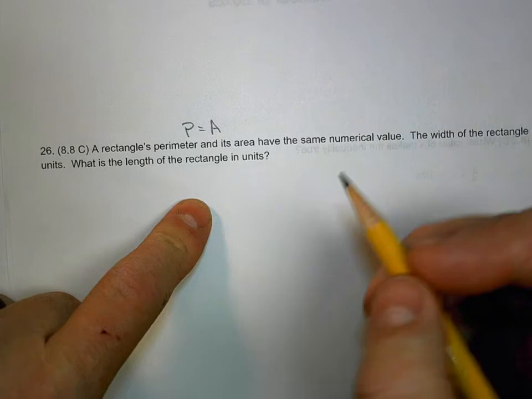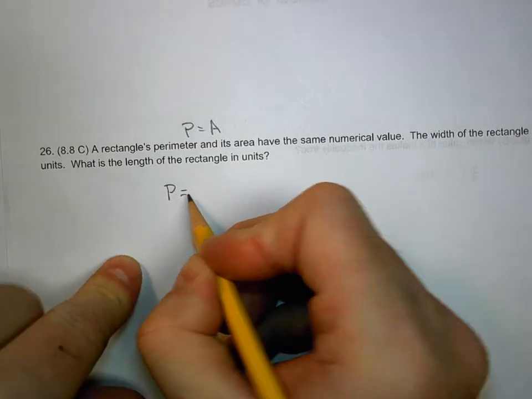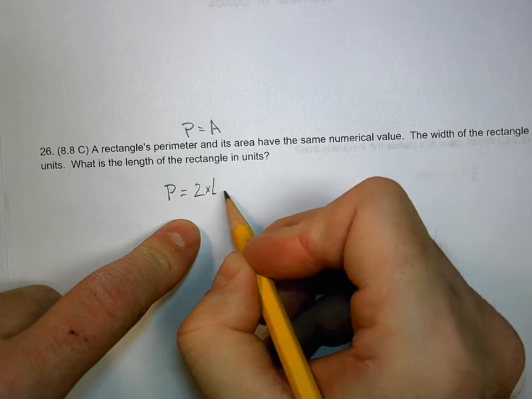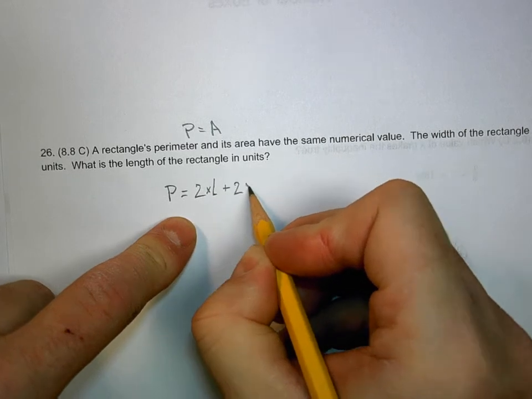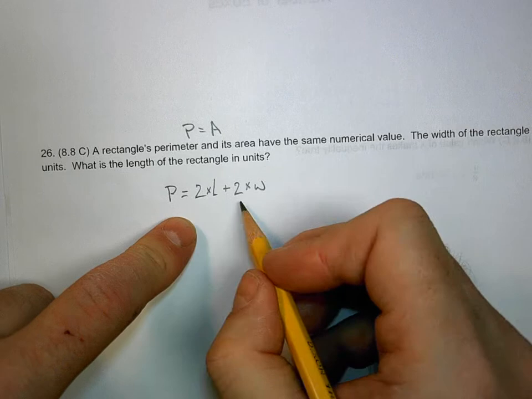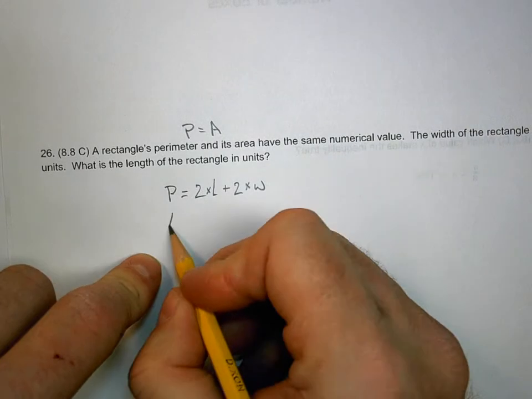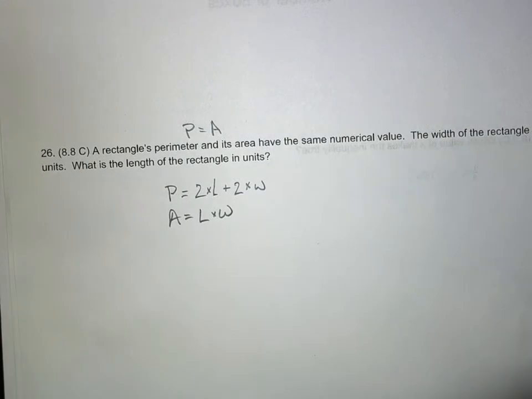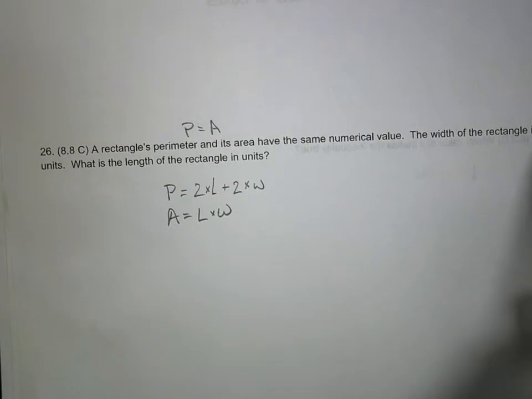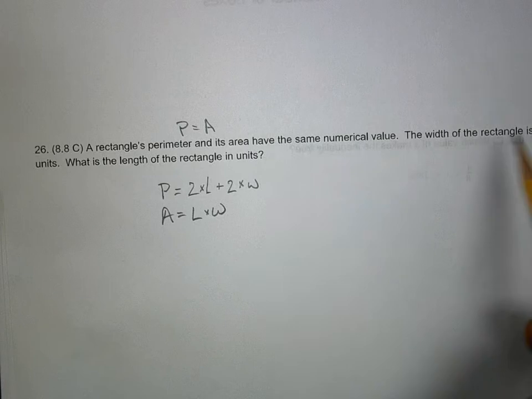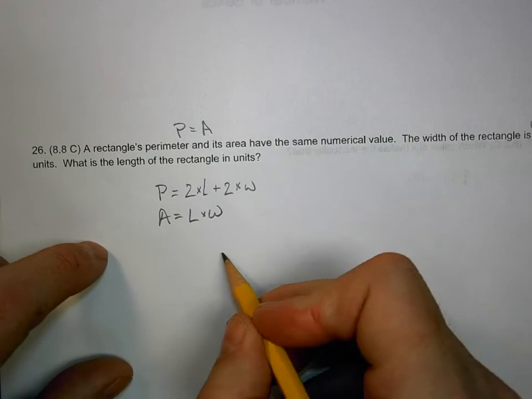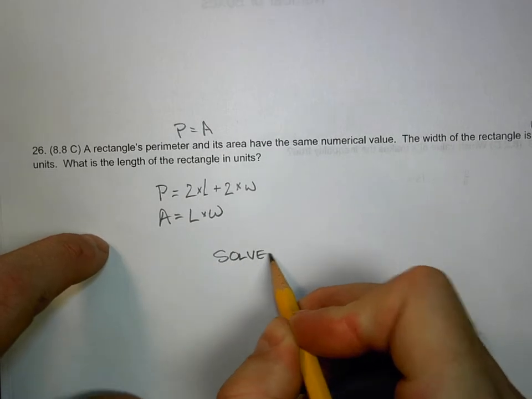So I've got two equations. Perimeter is equal to 2 times the length plus 2 times the width, or 2L plus 2W. Area equals length times width. I can replace the W's with that 3 and then make the two equations equal and find out what L is and solve. Let's just solve for L.